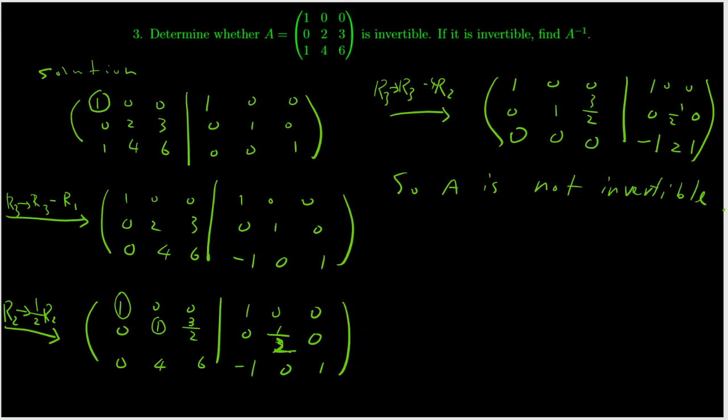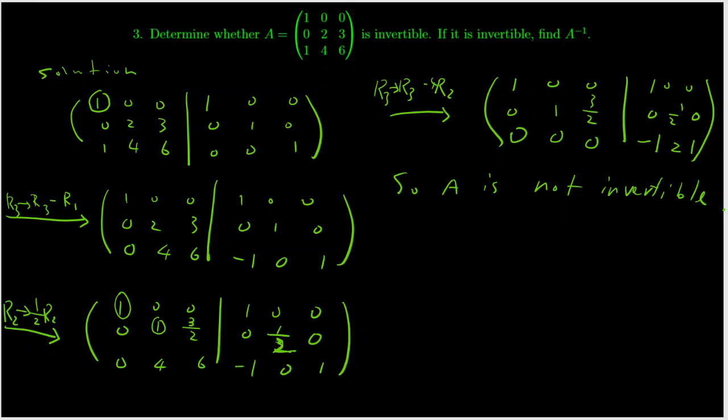What's the inverse of matrix A? What is the inverse of matrix A? Sorry, I'm kidding you. The meaning of A is not invertible is there's no inverse. A has no inverse. So that makes sense.